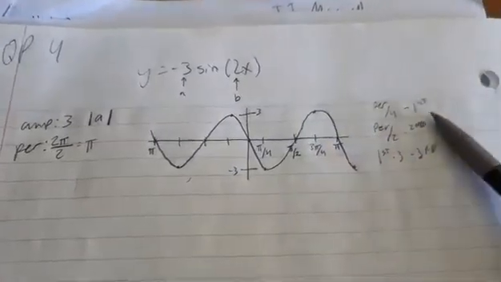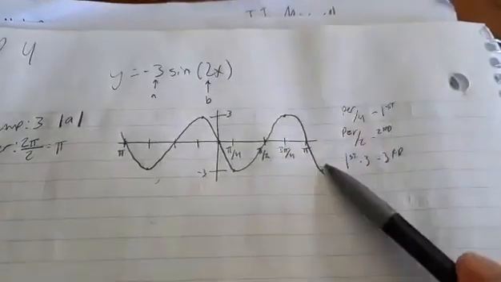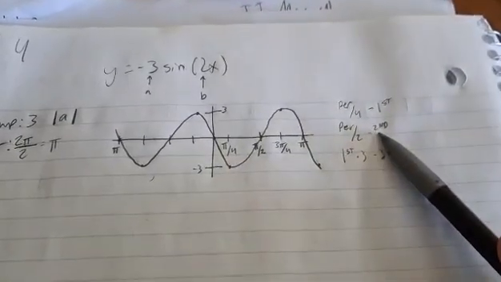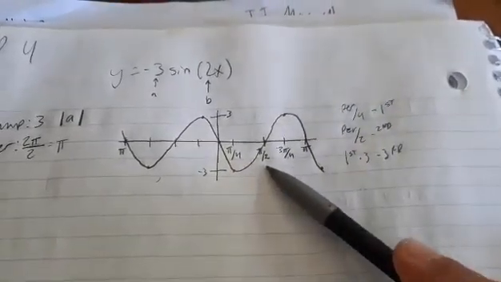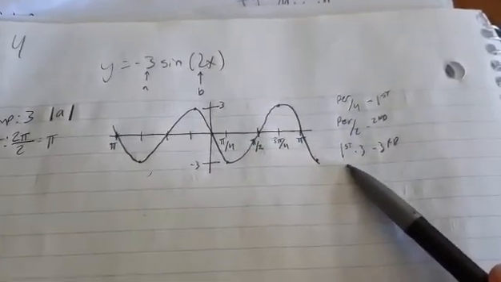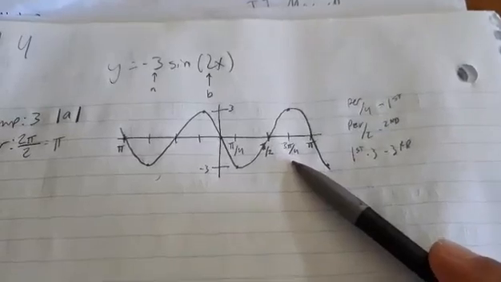And then to figure out the other 3 marks, for the first one, we take our period and we divide it by 4, so it'd be pi over 4. And then for our second mark, we take the period and divide it by 2, so it'd be pi over 2. And then for the third mark, we take the first mark and multiply it by 3, so it'd be 3 pi over 4.